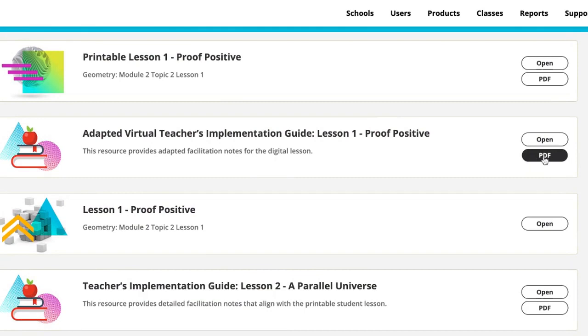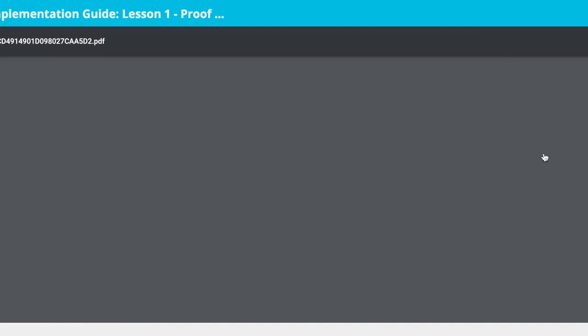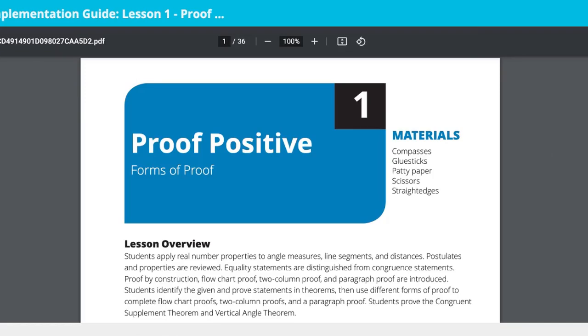Then you click on the PDF. Don't click open, click on PDF. Which one is it? This one right here. All right, here we go. This here, like I said, is beneficial no matter what content you are teaching. This is helpful to just build content knowledge, and then you can go from that.